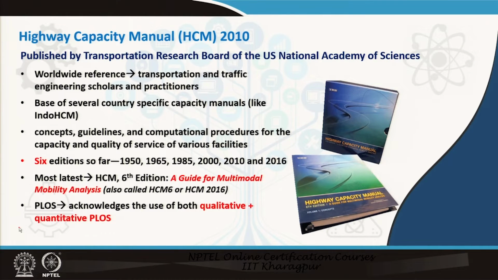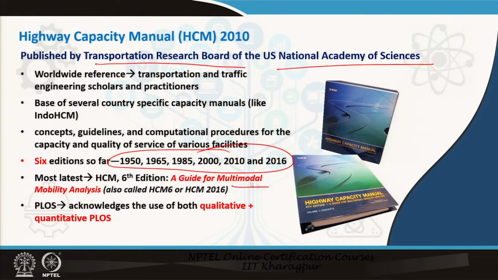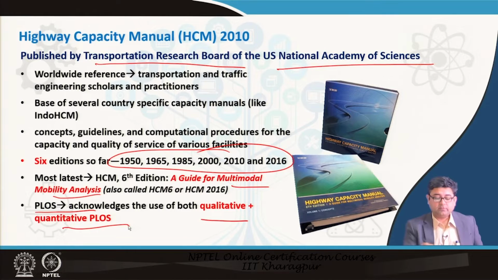So, this is just a basic overview of the Highway Capacity Manual, which was published by the Transportation Research Board of the US National Academy of Sciences. It has had several versions so far, but it has been very widely used in the field of vehicular transport. However, in the last couple of editions, they have developed multimodal analysis. They have included pedestrian levels of service, both qualitative and quantitative. So, this is what we are going to look at in this lecture and also some of the following lectures.